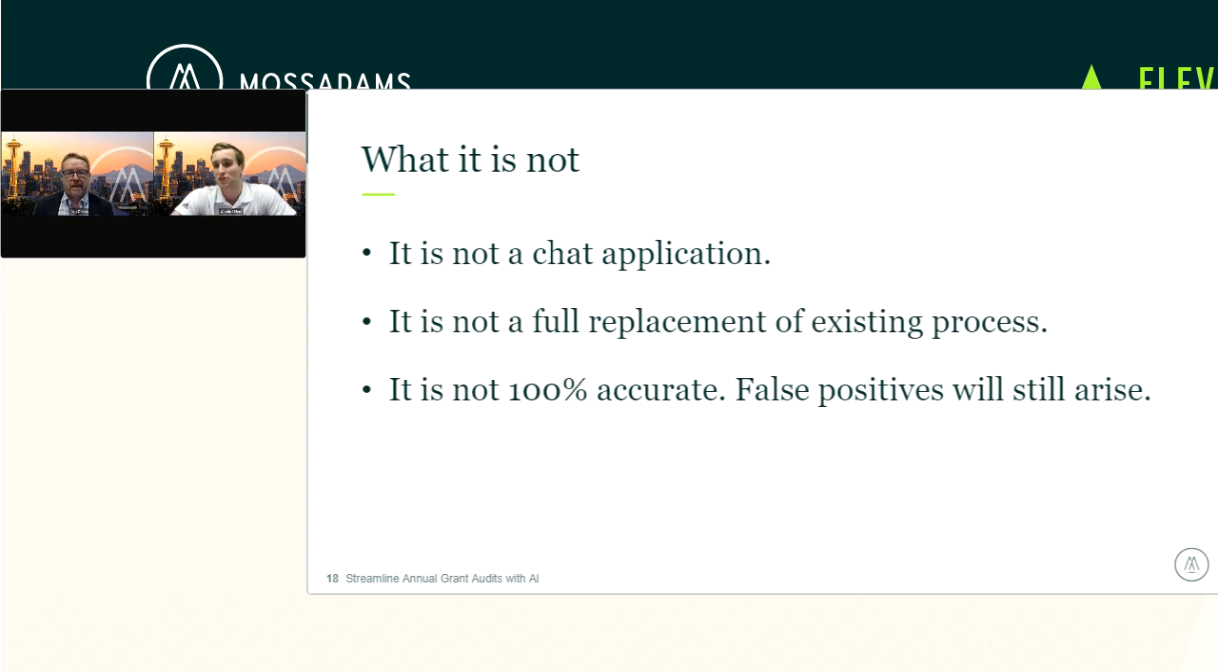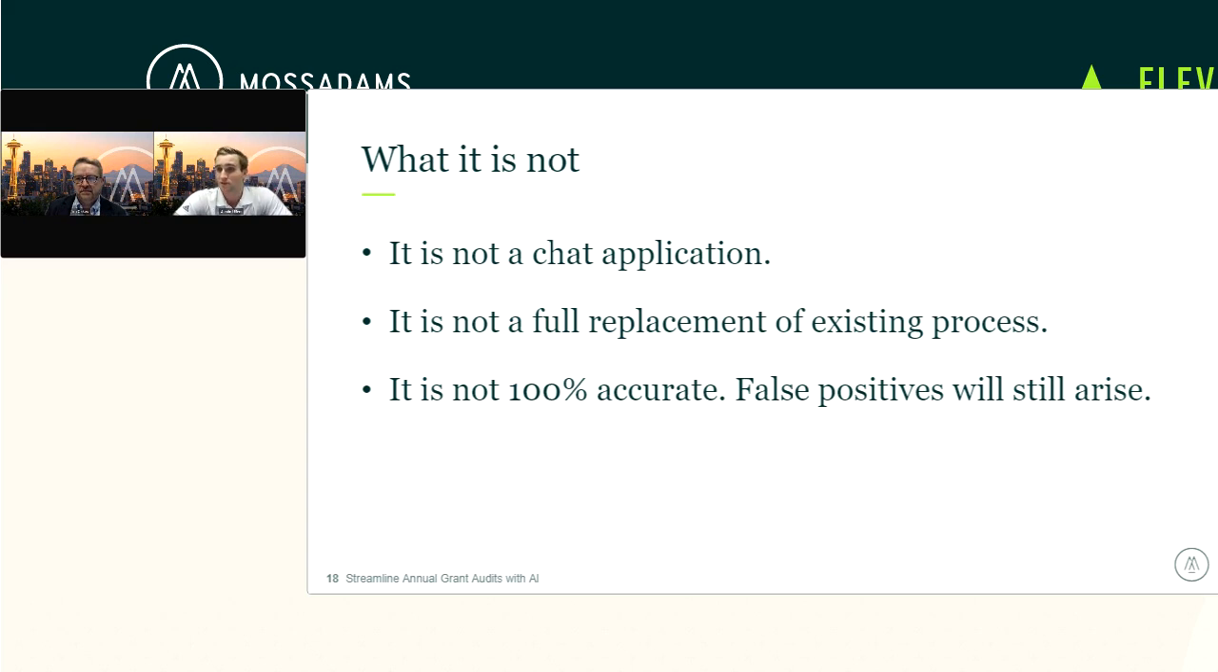Now, what is it not? This machine learning solution is not a chat application. I know when a lot of people think of AI nowadays, they think of ChatGPT and things that have a chat-based interface. This is not that. This is all about looking at the data itself. And it's not a full-on replacement of an existing process. We think this is better integrated into the existing process, where it's helping you in the data correction and data identification stage, rather than trying to take your entire job and do everything. It's just helping you go through the approval and those processes a little bit quicker.